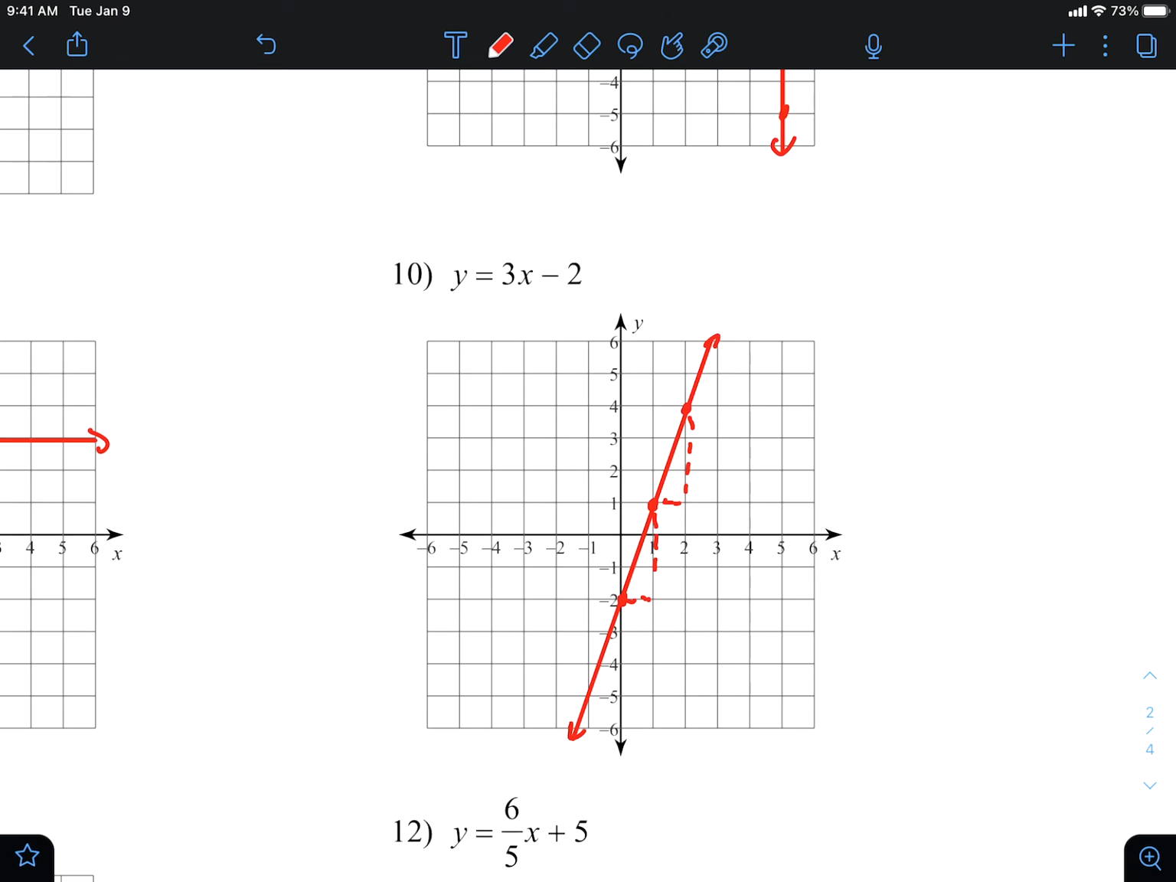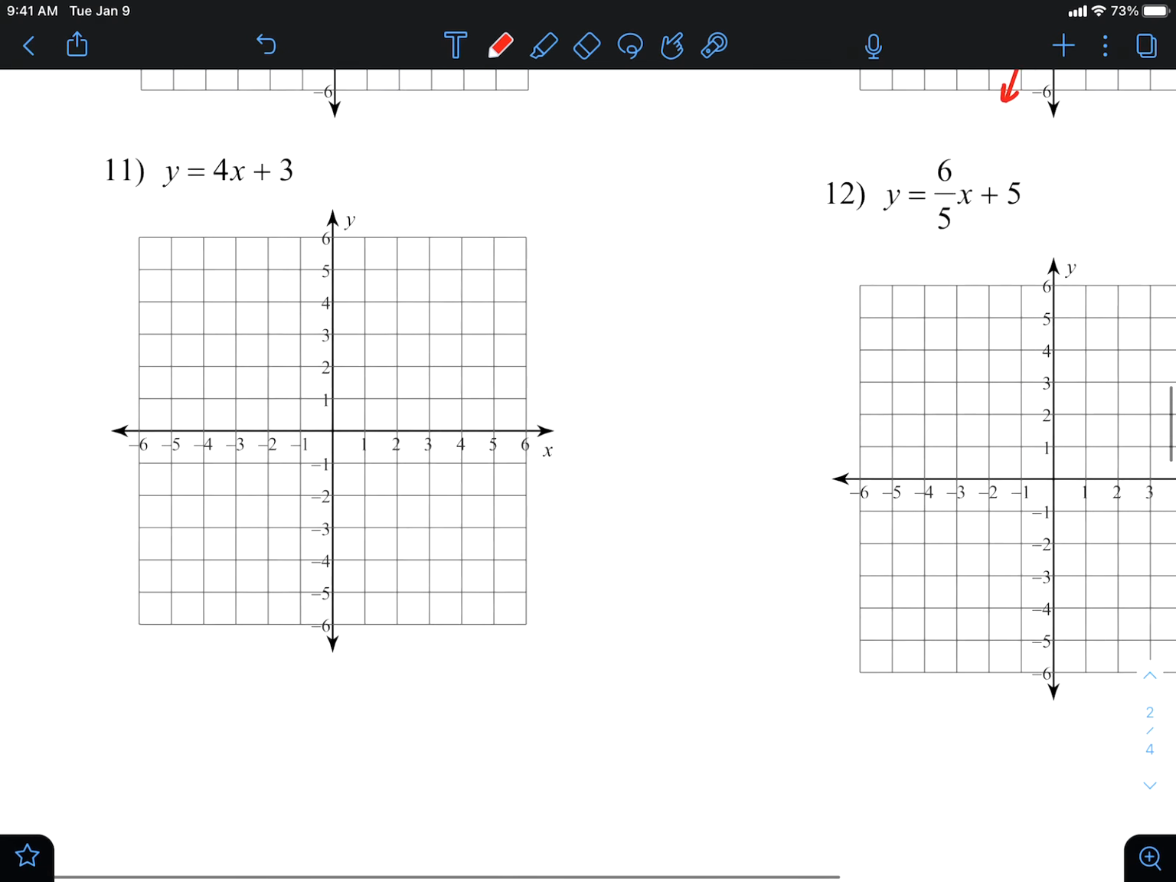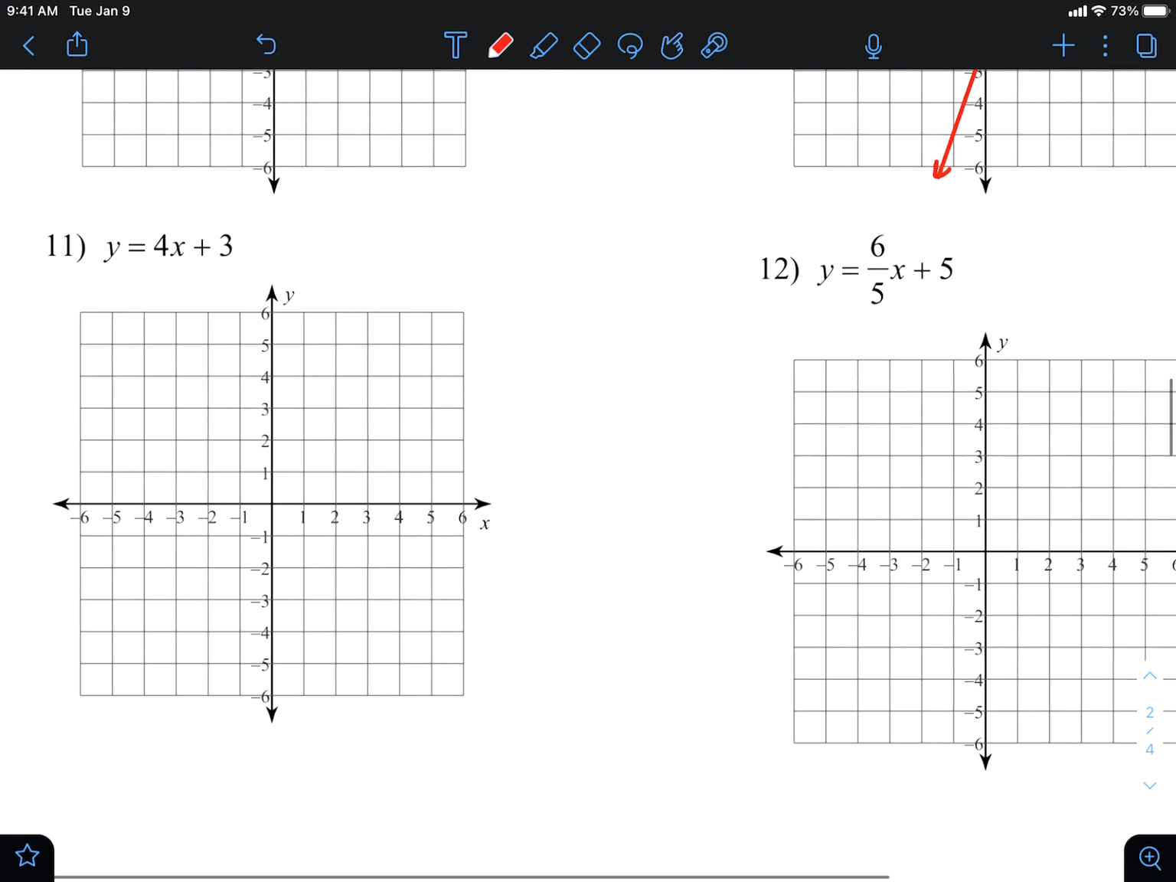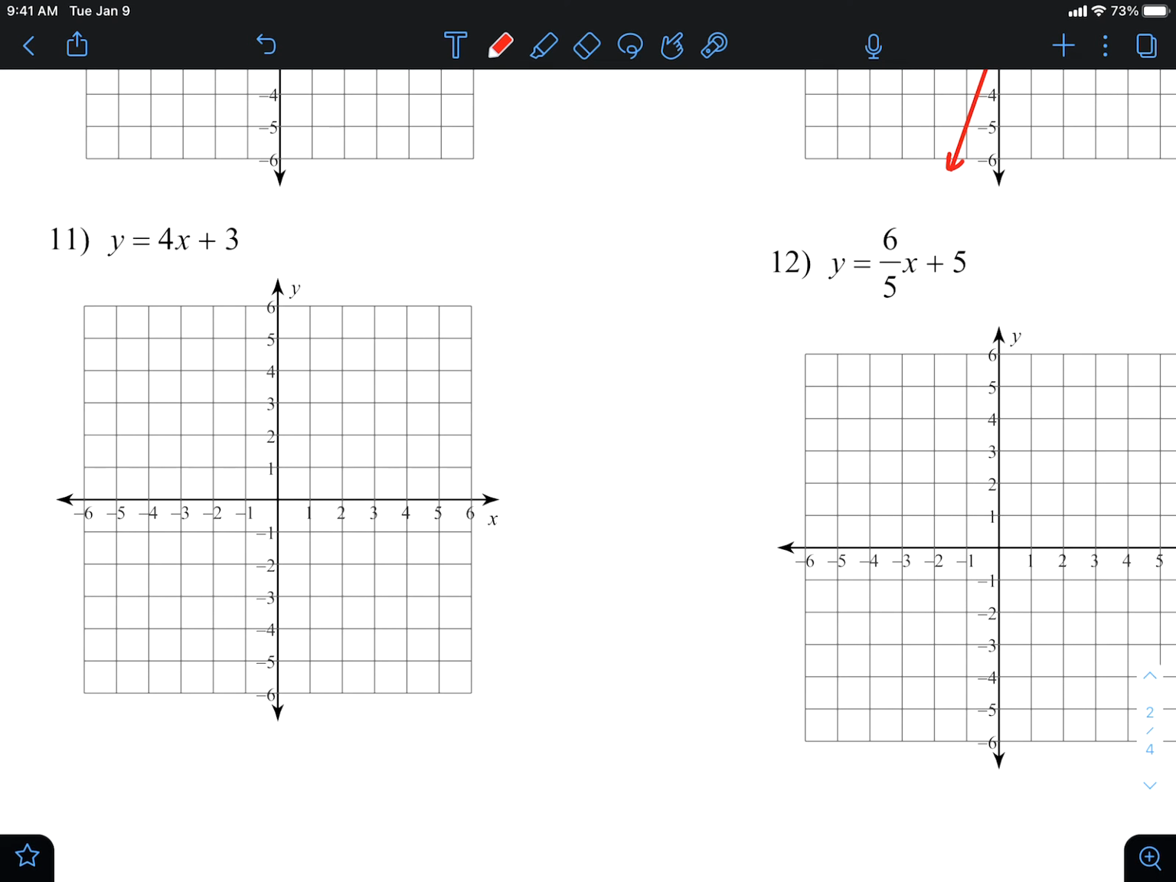So this is something that, of course, comes quicker with practice, but hopefully you're getting it. So we've got 2 more. This first one is y is equal to 4x plus 3. So we've got 3 as our constant. And our multiplier is going to be 4.